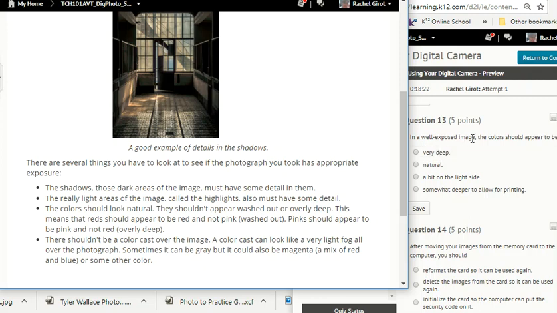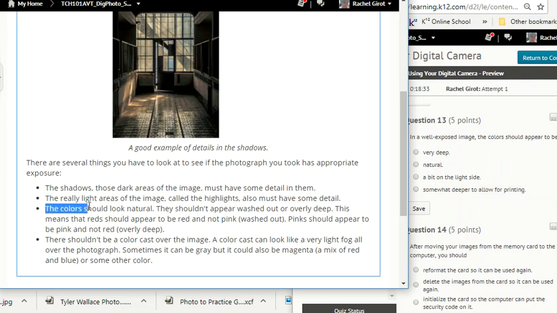In a well-exposed image, the colors should appear to be very deep, natural, a bit on the light side, or somewhat deeper to allow for printing. The colors should look natural. They shouldn't appear washed out or overly deep. This means the reds should appear to be red and not pink or washed out. Pinks should appear to be pink and not red, overly deep. Okay, that just answered the question.